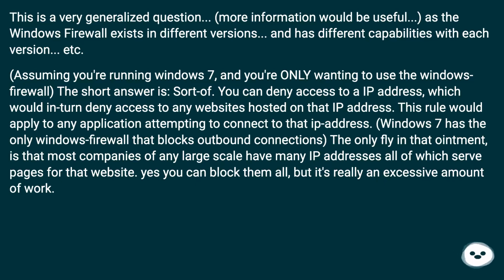Windows 7 has the only Windows Firewall that blocks outbound connections. The only fly in that ointment is that most companies of any large scale have many IP addresses, all of which serve pages for that website. Yes, you can block them all, but it's really an excessive amount of work.